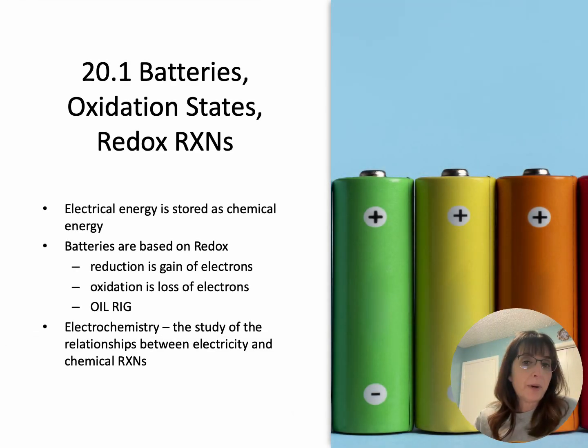The most applicable part of electrochemistry is batteries, where electrical energy is stored as chemical energy. Batteries are based on redox reactions, and if you remember, reduction is the gain of electrons, oxidation is the loss of electrons. I like to remember it with OIL RIG. Oxidation is loss of electrons, reduction is gain. Some other teachers like to use LEO GER: loss of electrons is oxidation, GER, gain of electrons is reduction. I just think OIL RIG is easier. And electrochemistry is just the study of the relationships between electricity and chemical reactions.